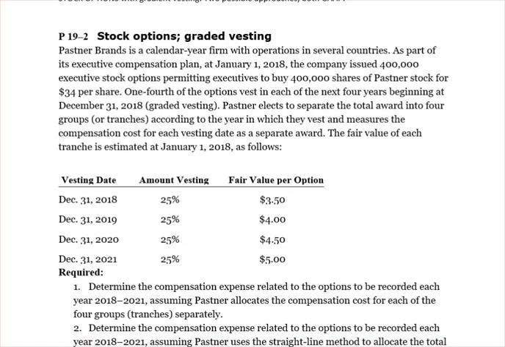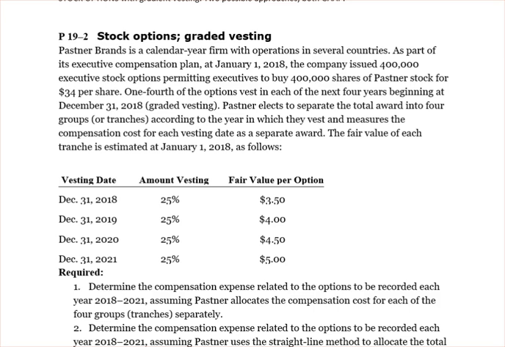If you have graded vesting, let's talk about what graded vesting is. Graded vesting means they don't get all of it at a certain point in time. They only get a fraction of the shares. In this case, there's 400,000 stock options, and as I said before, make sure when it says number of stock options that the number of shares is the same.